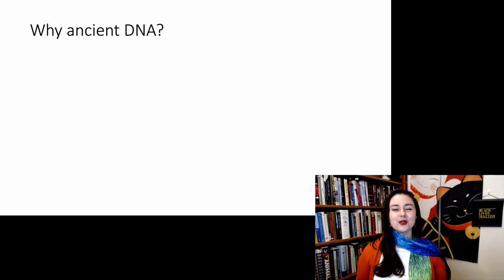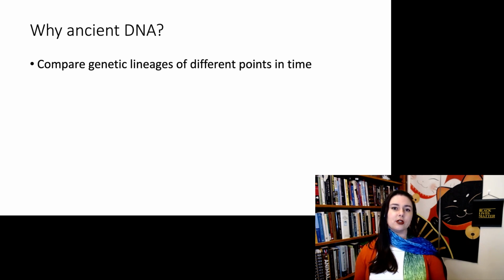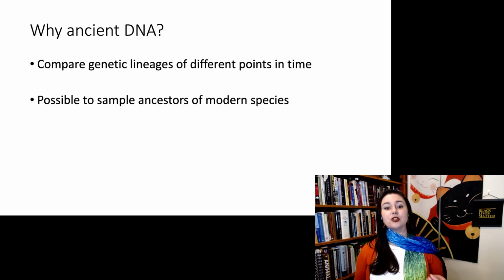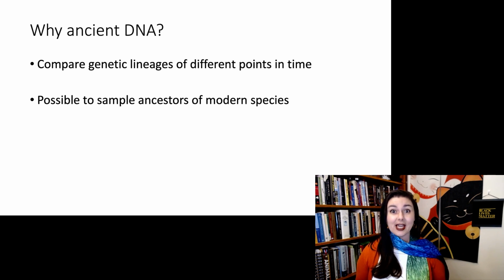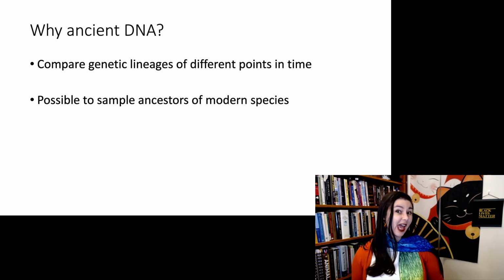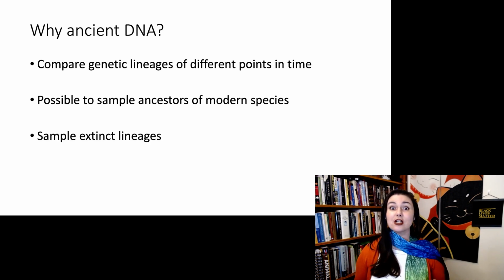What we're trying to do here is, it gives us the opportunity to compare genetic lineages at different points in time. So it can be like, are they the same? Are they related? It actually makes it possible to sample the potential ancestors of modern species. And we can also sample lineages that are now extinct. So we can get information that we would never be able to see if we were only looking at modern species.